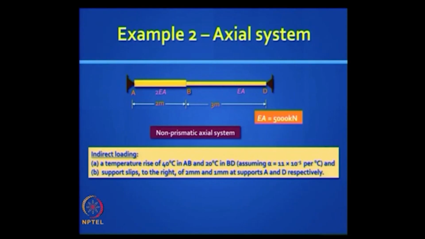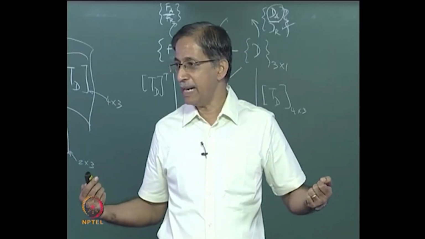Second problem, take the same structure. Now there is no direct loading, and let us put some indirect loading. Let us put 2 kinds of loading. One, let us say there is a temperature change. So you have a temperature rise of 40 degrees Celsius in element AB and 20 degrees Celsius in element BD. What do you think will happen to those 2 members because of this rise in temperature? They will both go into compression because they are not allowed to expand.